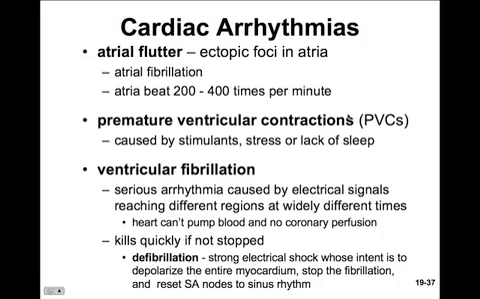A few of the arrhythmias we might see are atrial flutter, which is where we see an ectopic foci in the atria, which beats in addition to the SA node. This causes an atrial beat about 200 to 400 times per minute. There's also premature ventricular contractions, which are caused by stimulants, stress, or lack of sleep. Premature ventricular contractions are a result of premature firing of an ectopic focus.